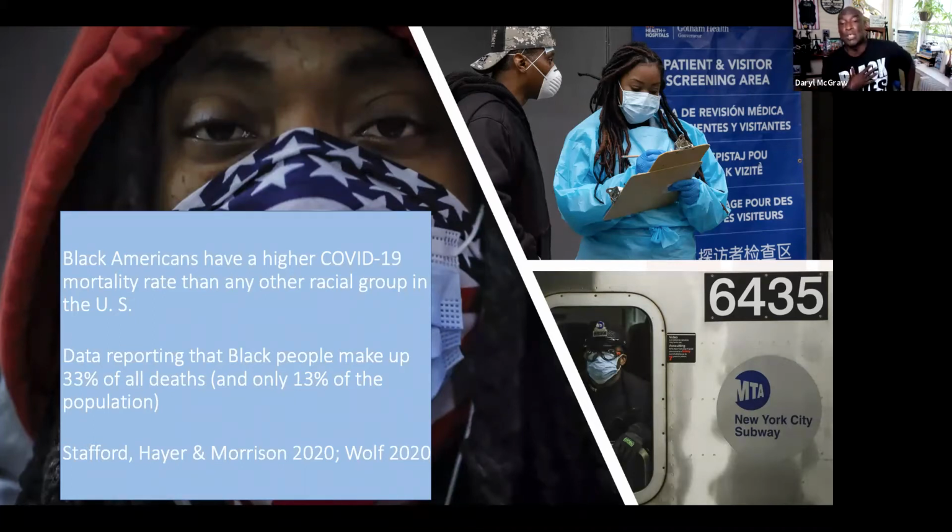And I'm not a medical doctor by any means, I might play one on TV, but understand something. If 33% of the people dying are African Americans, when the vaccination comes out, where should we have been taking the vaccination first? I mean, I'm just saying the math is easy, right? But that's not where we started, right?